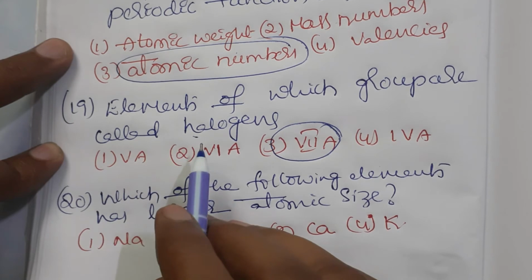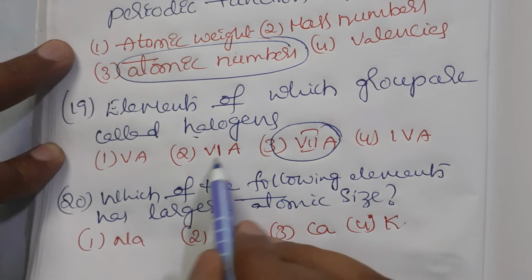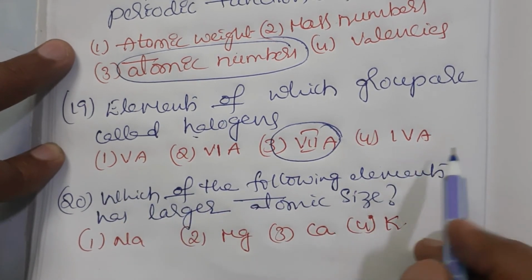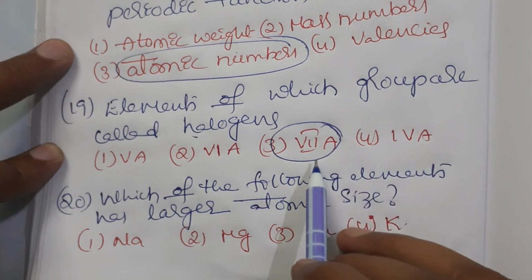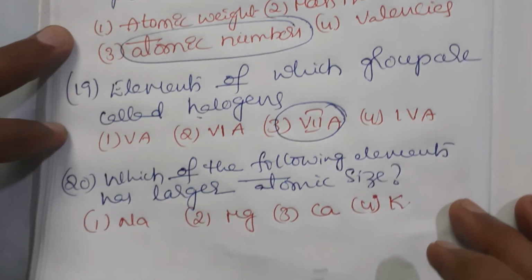You know 1A group elements are called alkali metals, 2A are alkaline earth metals, 3A are the boron family, 4A means the carbon family, 5A means the nitrogen family, 6A means the oxygen family, 7A means halogens, and 8A means noble gases, students.